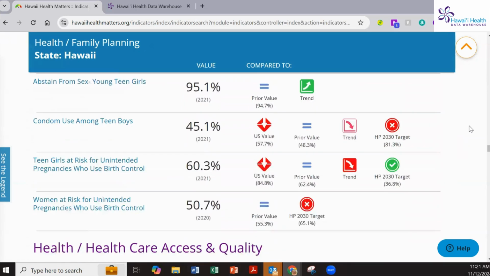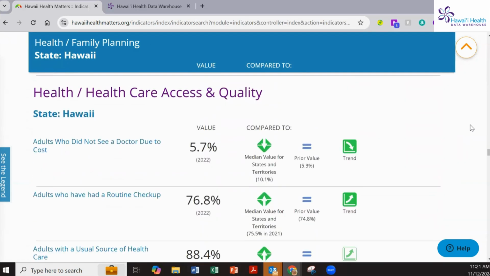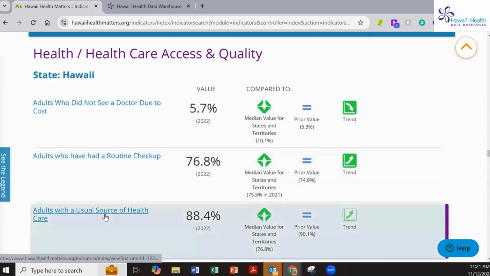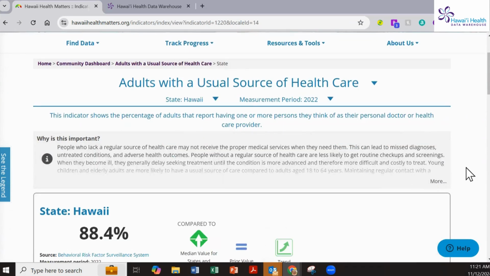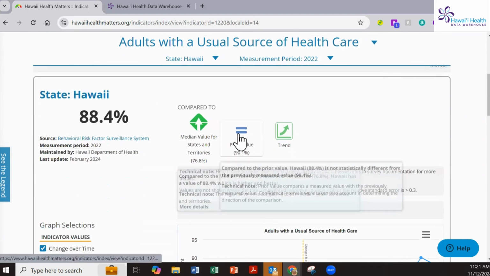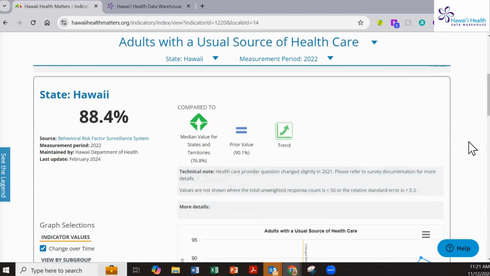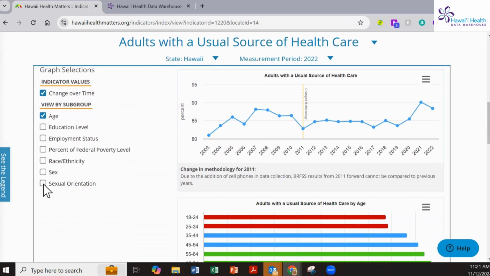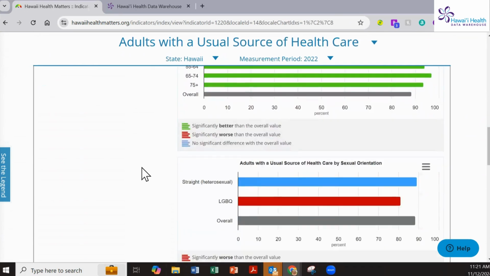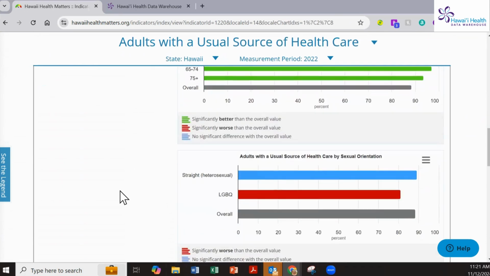So let's look at healthcare access and quality. So we'll look at adults with a usual source of healthcare. So here we can see the data for the state, 88.4%. We get our comparison values that put it into context. We have our trend data. But if we're interested in looking at it by sexual orientation, we can just click this box here. And now it will show us, okay, LGBTQ adults are less likely to have a usual source of healthcare than the state overall.